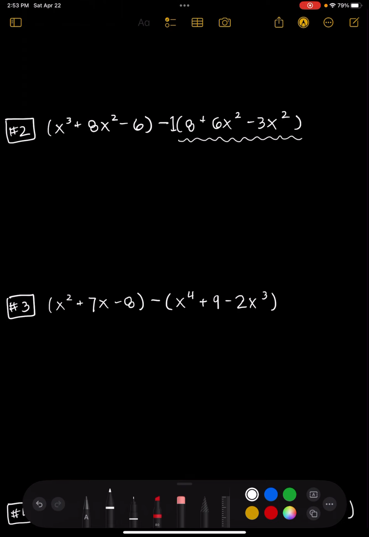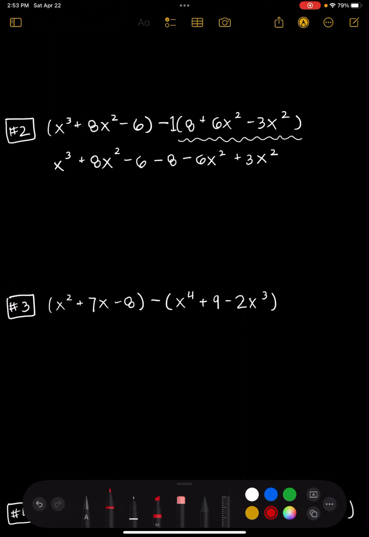So I'm going to rewrite this without any parentheses. And the first set of parentheses just stays the same. We didn't do anything to that. But the second set of parentheses, all of the signs are going to switch. So the +8 is going to turn to a -8. The positive 6x squared is going to turn to a negative 6x squared. And then the negative 3x squared is going to turn into a positive 3x squared. Because we're just flip-flopping the signs. All right, now that we have that, we can start combining our like terms.